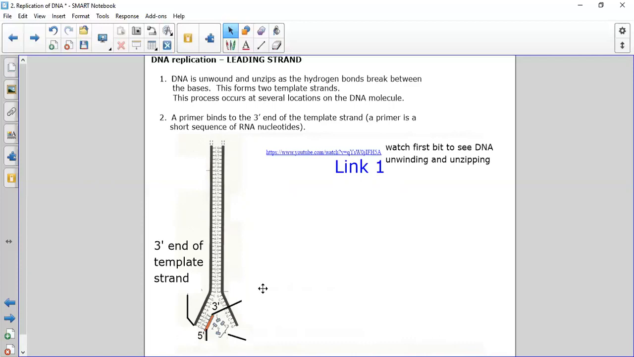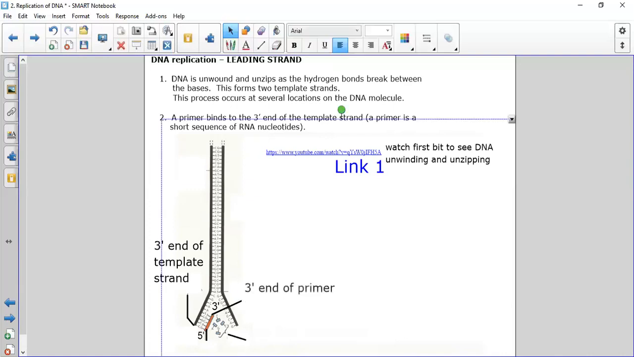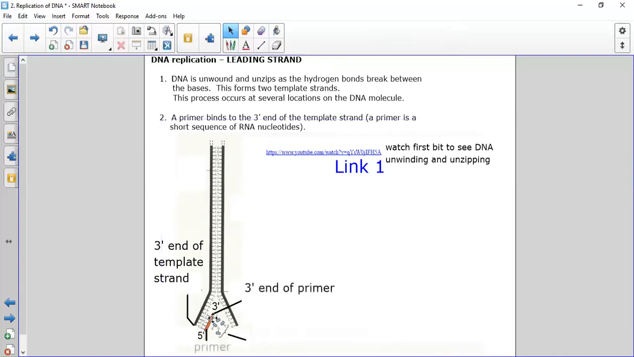Here, this red thing is our primer. This little red thing here is our primer. And it wants to bind to the 3' end of the template strand. But once it's bound, we would say that's now the 5' end, because that's going to be a complementary strand. So that's the 5' end of the primer. This is the 3' end of the primer. And these little things here are the free DNA nucleotides.